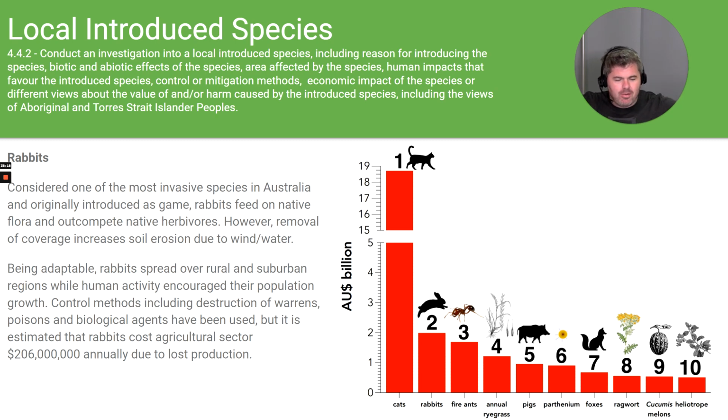So here we have the estimated cost required to rehabilitate from an introduced species. Number one here is cats, which is approximately $18.75 billion. Then we have rabbits, fire ants, annual ryegrass, pigs, Parthenium, foxes, ragwort, cucumis melons, and heliotrope. And this is annually. I don't think that's annually, but now the one we focus on here is rabbits because they're the longest one.